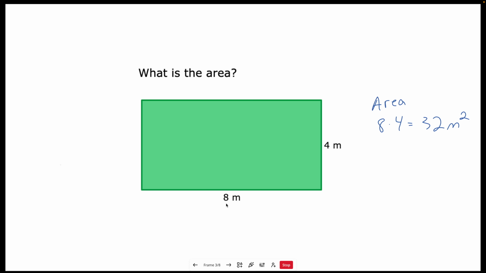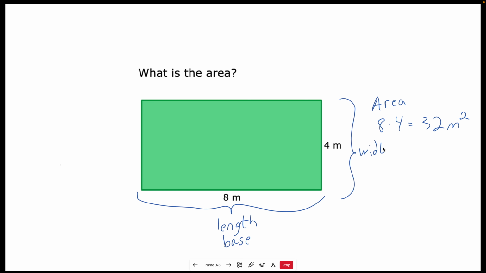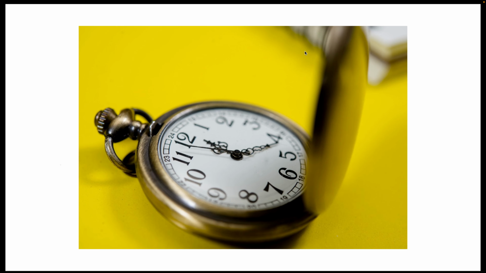Two notes here. Number one, you might hear this side called the length, because it's the long side, but some people also call it the base because it's at the bottom. And some people might call this the width, or they might also call it the height. Either way, to find the area, you can do the length times the width, or you can do the base times the height.